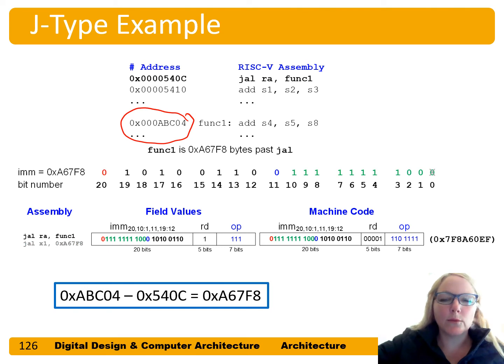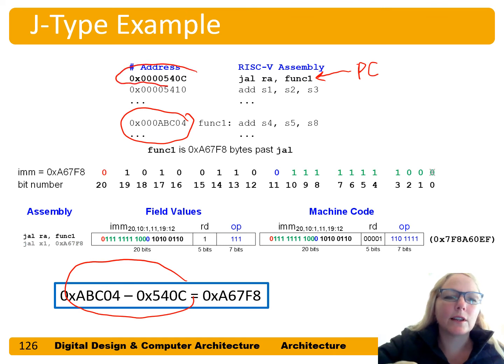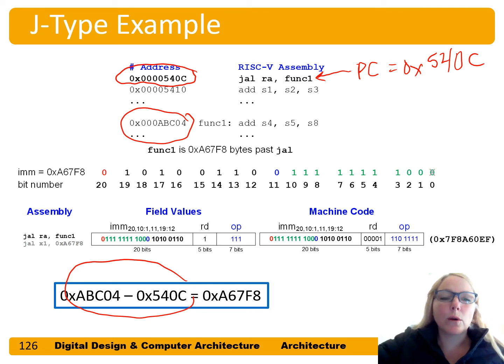So in order to find out what we should encode in our 21-bit immediate, we find the difference from PC. Remember that PC holds the address of the current instruction. So when jump and link is executing, PC has the value hex 540C. And in order to know where to jump to, we subtract the current address, what's in PC, from the destination, in this case ABC04. And so we get that difference, basically that offset.